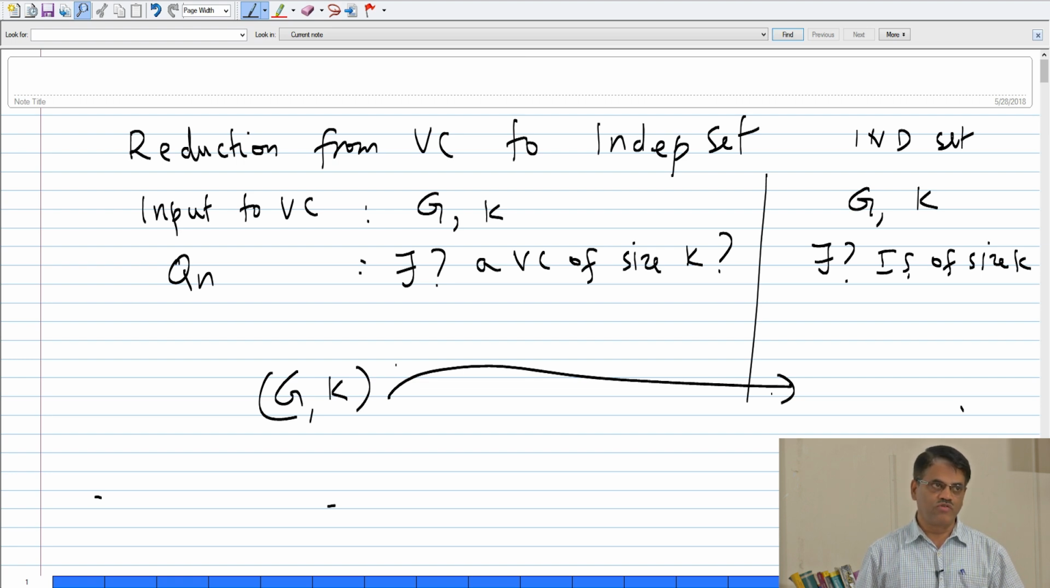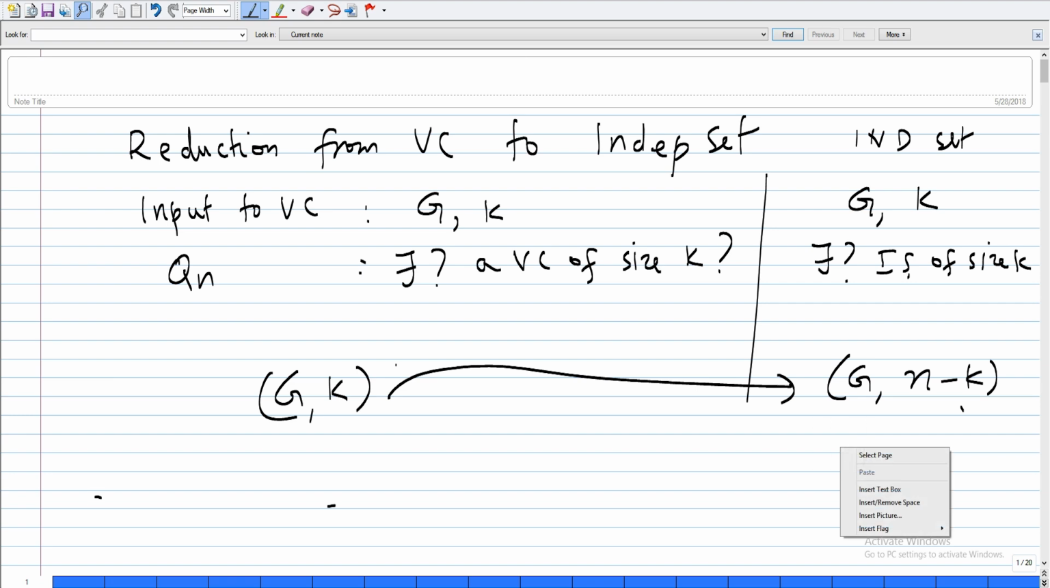Complement of G? No, not for this problem. G. So, in fact, your complaint was you didn't change G at all, but somehow you changed the output, right? No, the input itself is G comma K, not just G, right? So, my transformation is G comma n minus K. So, yes, I did not change G, but now I am asking a different question here. Is there an independent set of size n minus K, right? That is it. That is my reduction.